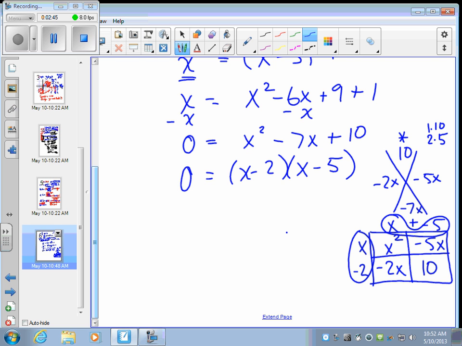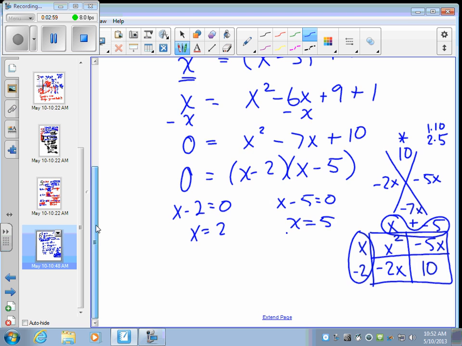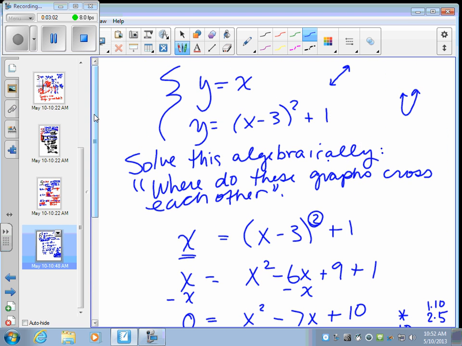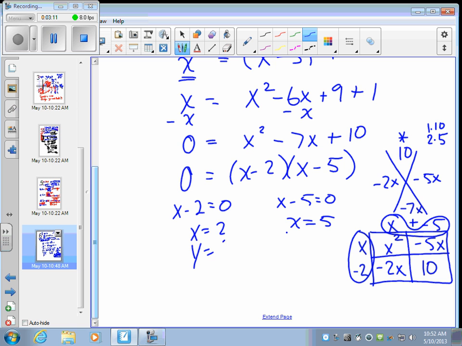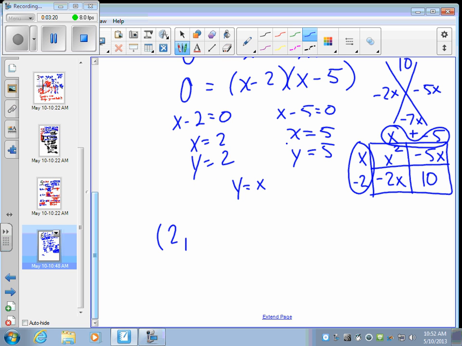And since I know that equals 0, now I can set each of those factors equal to 0 and solve for x. This gives me the x values of where those two graphs cross each other, but I also need to find out what y is. It's going to be the same for either one. I can use either one of these equations, but it sure is easier to plug it into that top one. So I'm going to do that. If I know y equals x, then I'm just going to find them that way. This tells me that at the point (2, 2) and at the point (5, 5), these graphs will cross.